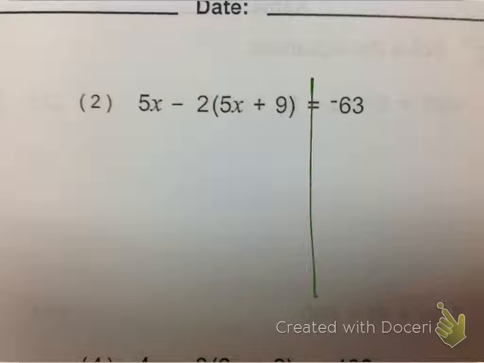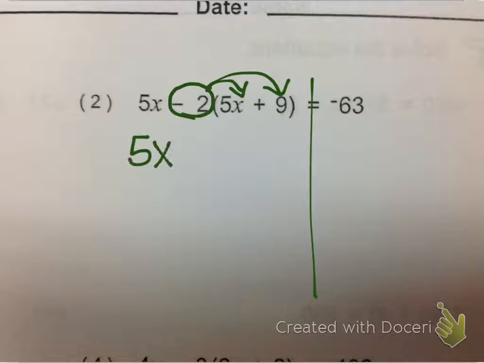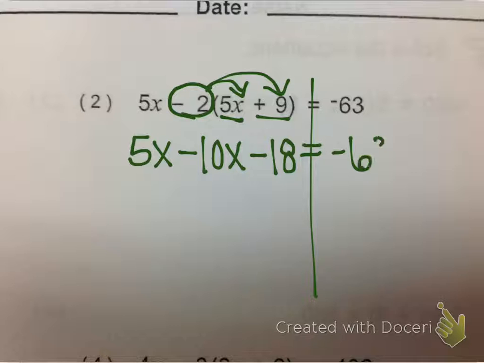Okay, again, first thing that we do is we're going to distribute, and we'll take the sign in front. In this case, it's negative. Bring down our 5x out front. Negative 2 times positive 5 is negative 10x. Negative 2 times positive 9 is negative 18. Bring down negative 63. Next step, we need to get our bombs together. So we don't want them all over the place, so we got 5, take 10 away, so negative 5x.